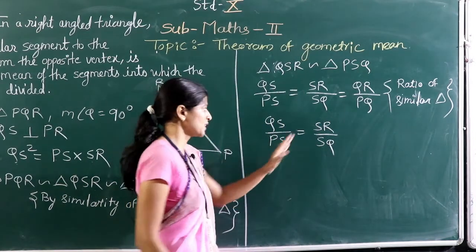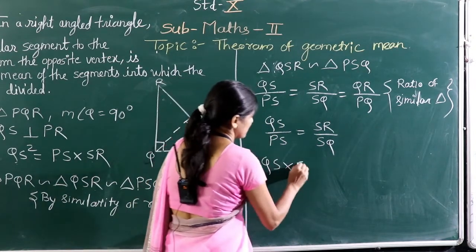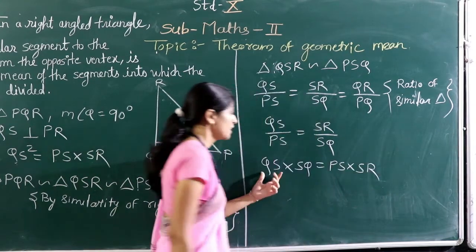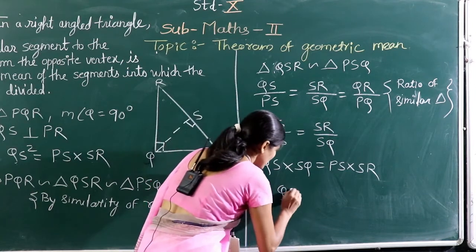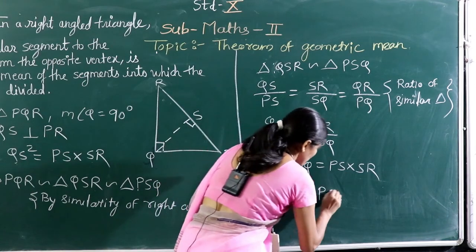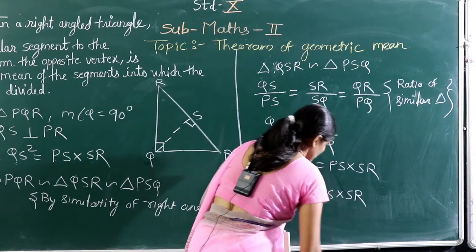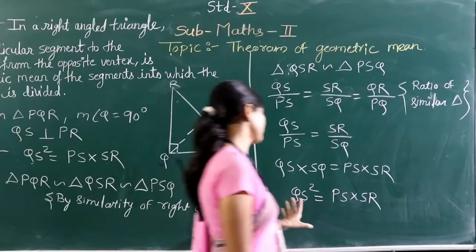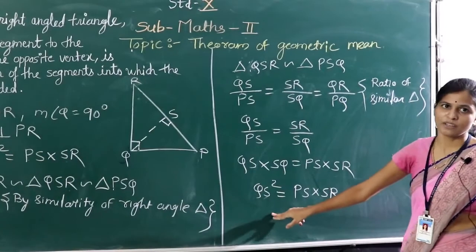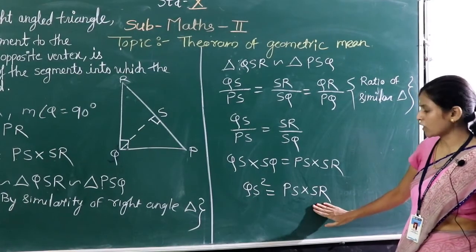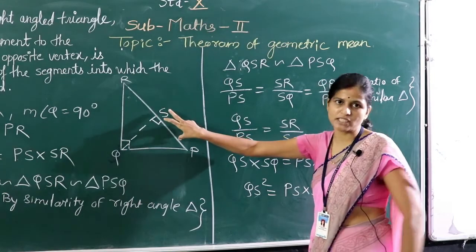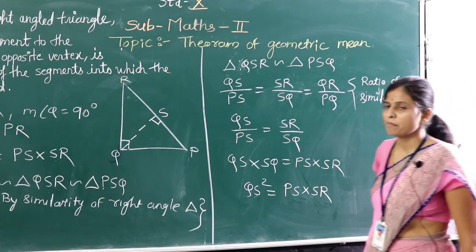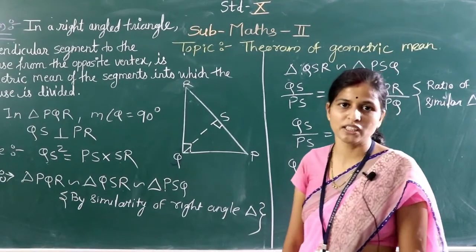Now we shift terms. QS into SQ is nothing but QS square equal to PS into SR. So with the use of similarity of right angle triangle, we prove that the square of the altitude is nothing but the product of the hypotenuse segments in which the side is divided. This theorem is called as geometric mean. I hope you understand both the theorems. Thank you.